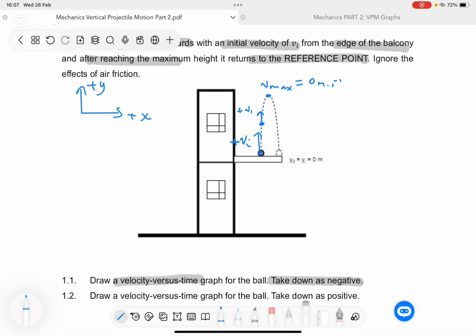Now, when it goes downwards, it will occupy the same positions that it occupied when it went up. So at some point, it will come back to this position. Remember, the projectile literally goes up straight and comes down straight. It does not necessarily follow this path here.